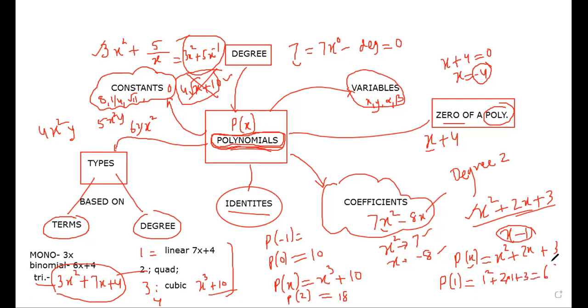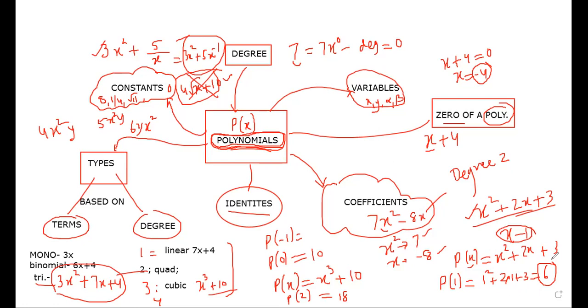So p of 1 equals 6. What is this 6 here? It is the remainder. It means when you divide the given polynomial by x minus 1, you will get remainder 6. And if the remainder becomes 0, then what does it mean? It is divisible by the divisor. What is another name of divisible? The remainder is 0. No, I'm asking, if the remainder is 0, then what is the meaning of that?